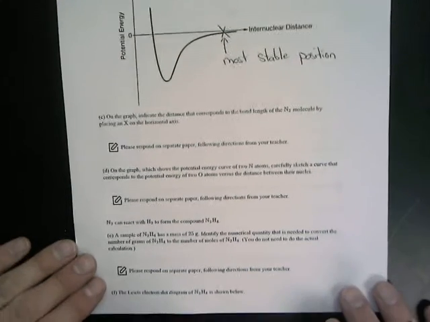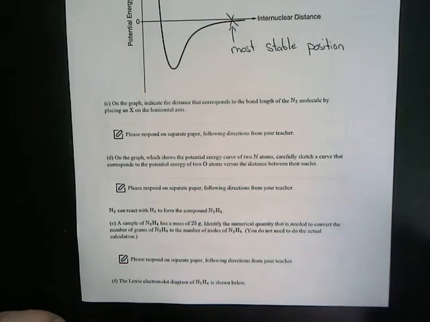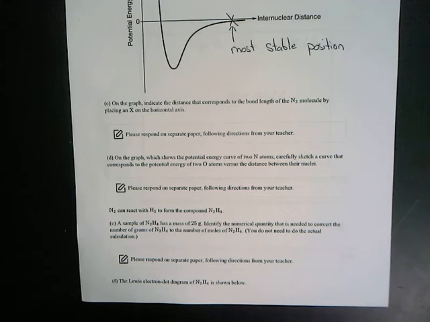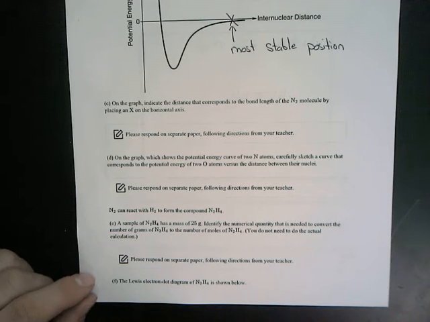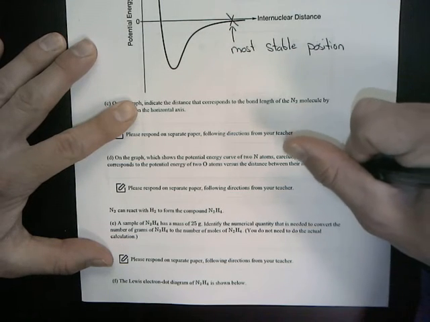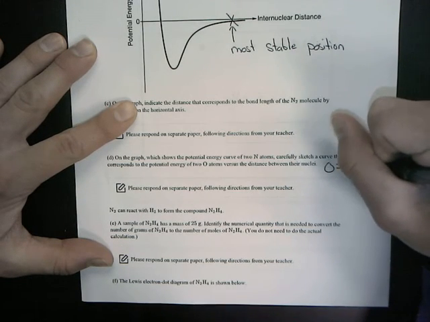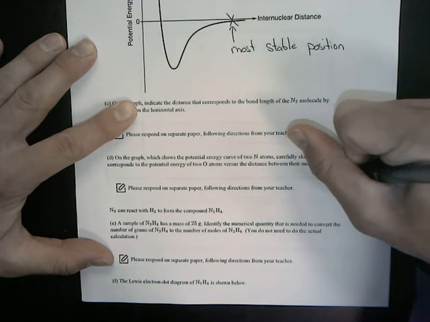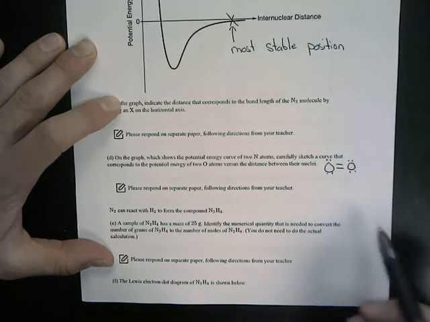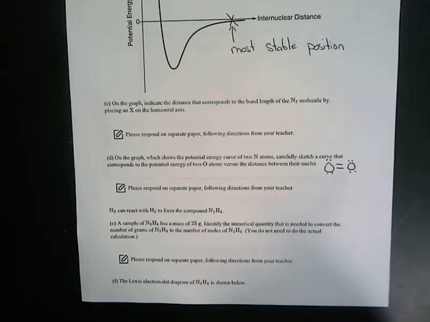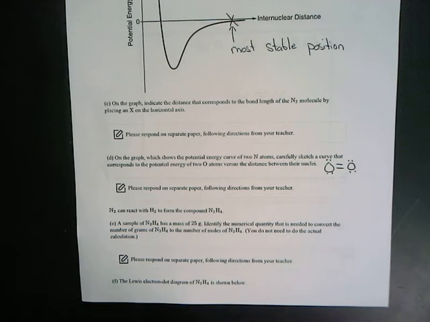All right, so now what we have here is this. It says on the graph, which shows the potential energy curve of 2 nitrogen atoms, carefully sketch a curve that corresponds to the potential energy of 2 oxygen atoms versus the distance between their nuclei. So just as a quick reminder, remember O2 has a double bond between those 2 atoms. And so our Lewis structure would look like this, just as a reminder. And the big takeaway here for oxygen atoms is that they have that double bond.